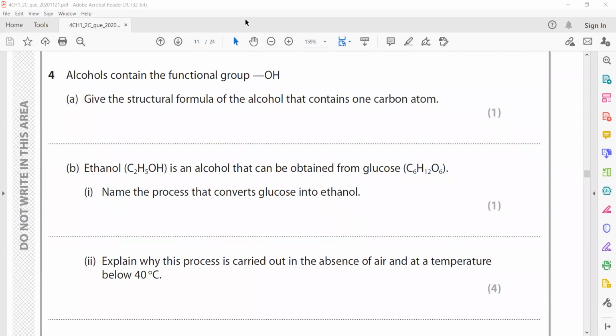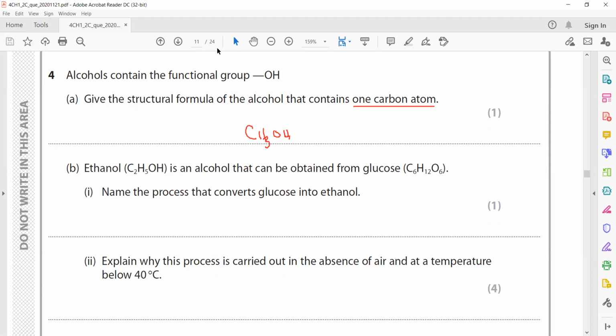Alcohols contain the functional group OH. They give the structural formula of the alcohol that contains only one carbon atom, so that is methanol. So for meth, CnH2n+1OH, or we can write it using the value of n equals 1, so it will be CH3OH.